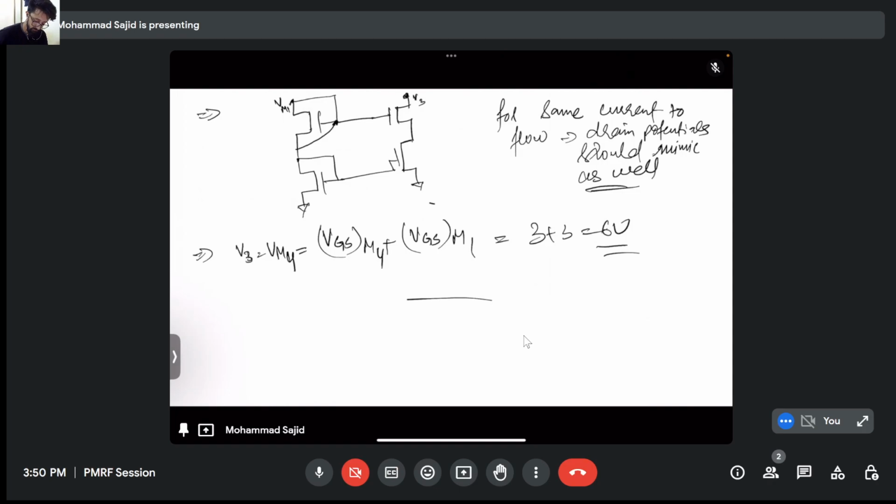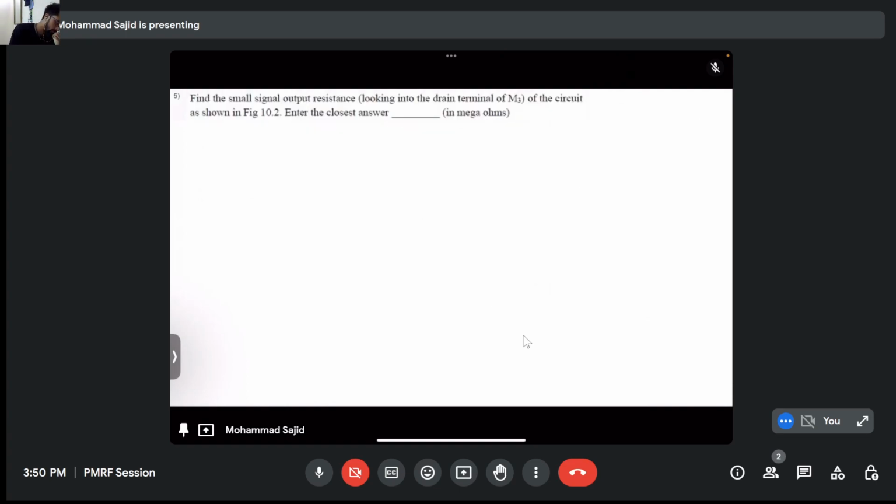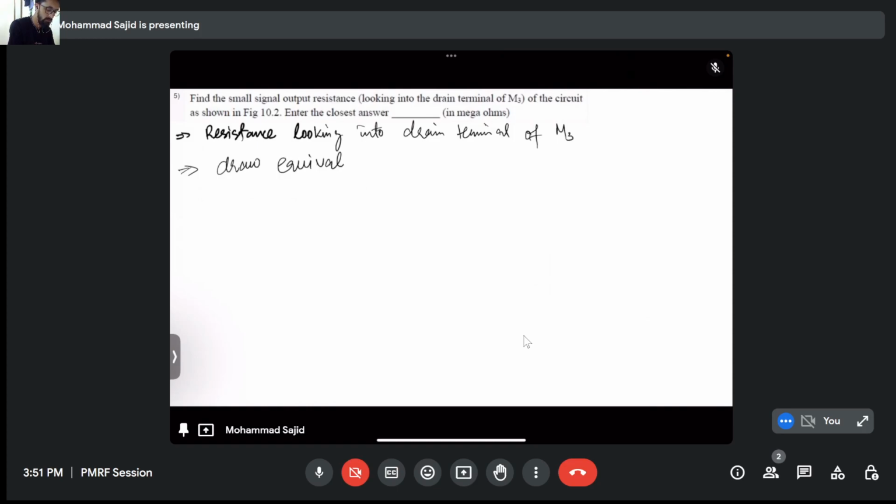Next is what we have been doing for long. Let's do the same again in this numerical. What we have to find is the resistance looking into the drain terminal of M3. So what we have to do is draw the equivalent circuit.